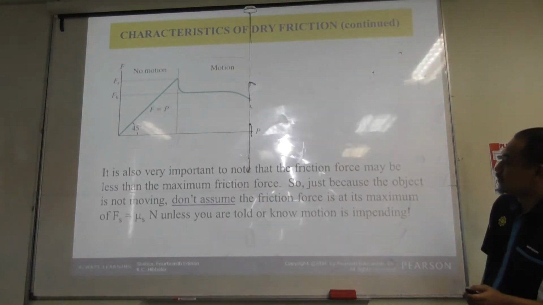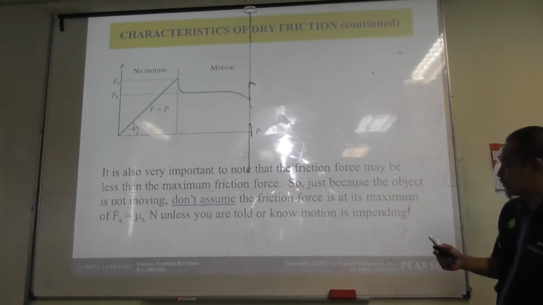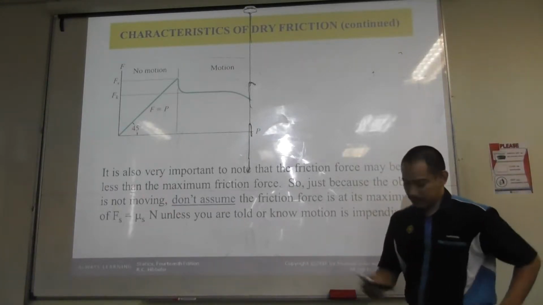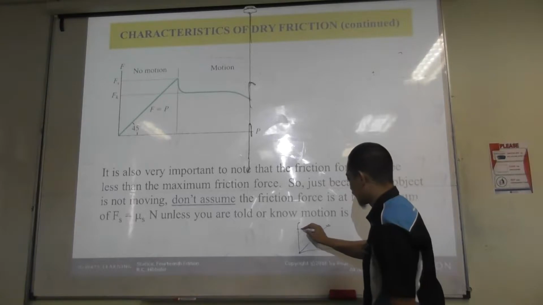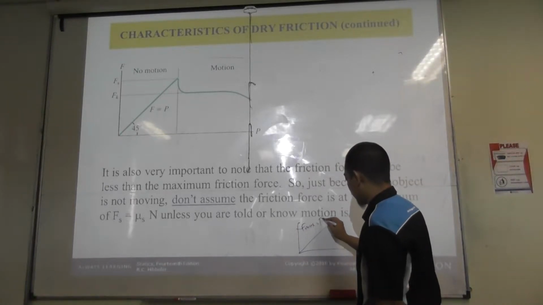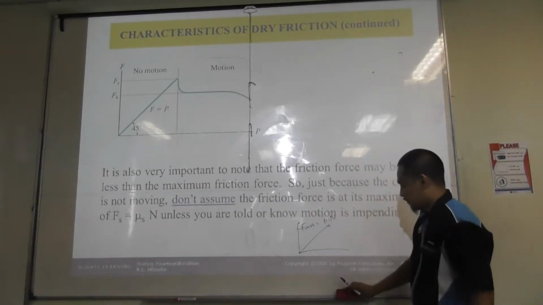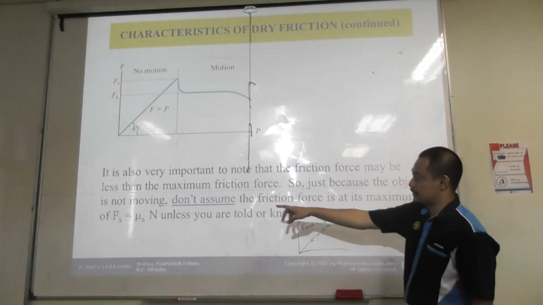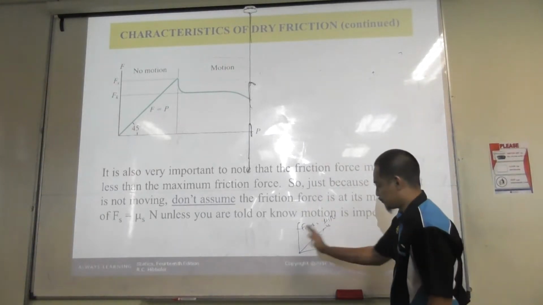Okay. Now, it is important to note that friction may be less than maximum friction force. So just because the object is not moving, do not assume the friction force is at maximum μSN. Okay? Understand? What is this equation? This equation is F max equal to μS N. Right? If F is still here, it's still less than μSN. So do not just straightaway use this equation because you know it, because friction can be less than that. So you have to understand which region the question is in.